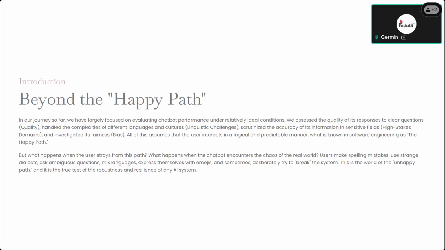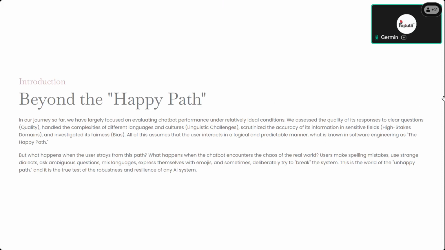Because in reality, users make spelling mistakes, they use strange dialects, ask ambiguous questions, mix languages, or even use emojis to express themselves. And sometimes they deliberately try to break the system just to see what happens. So this unpredictable and messy side of interaction is what we call the unhappy path. And honestly, this is where the real test begins. It is the ultimate challenge that shows how robust and resilient an AI system truly is.